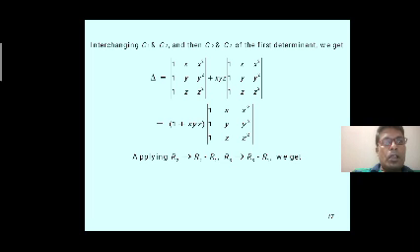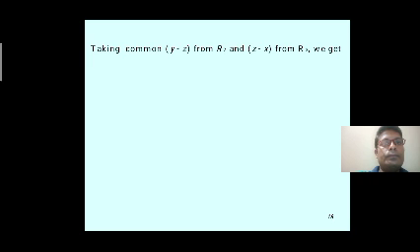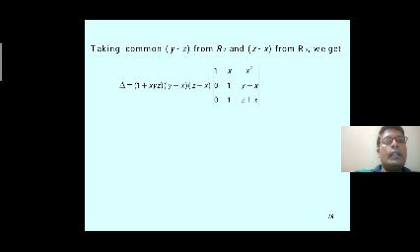Applying R2 gives R2 minus R1, R3 gives R3 minus R1, we get 1 plus xyz times the determinant 1, x, x square; 0, y minus x, y square minus x square; 0, z minus x, z square minus x square. Taking common y minus x from R2 and z minus x from R3, we get delta equal to 1 plus xyz times y minus x, z minus x times the determinant 1, x, x square; 0, 1, y plus x; 0, 1, z plus x.